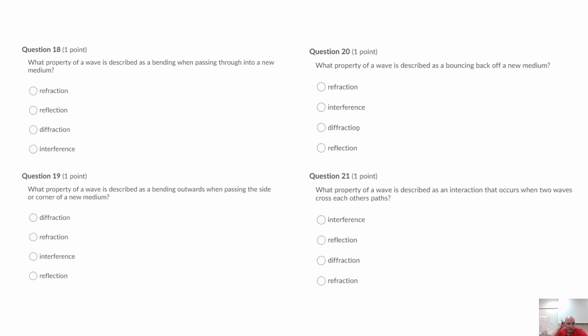And then, to finish off the class, let's go ahead and just throw it together and answer these 4 questions. What property of a wave is described as a bending when passing into a new medium? What property of wave is described as a bending outwards when passing the side or corner of a new medium? What property of wave is described as bouncing back off of a new medium? And then lastly, what property of wave is described as an interaction that occurs when 2 waves cross each other's paths?